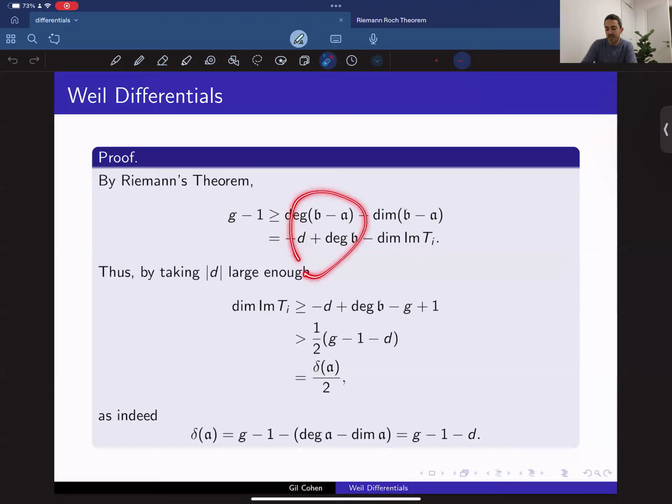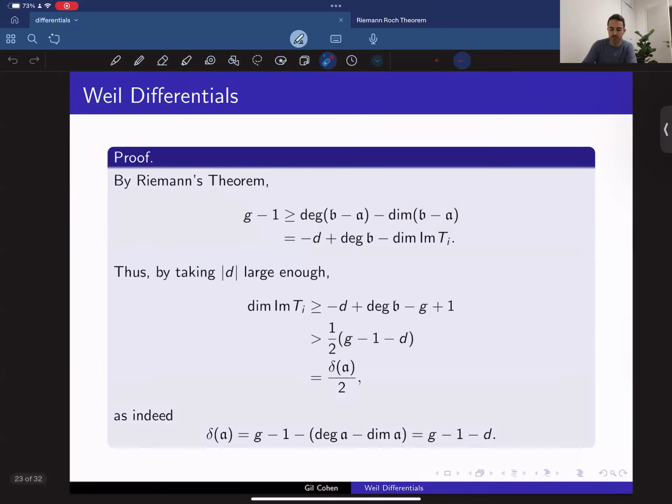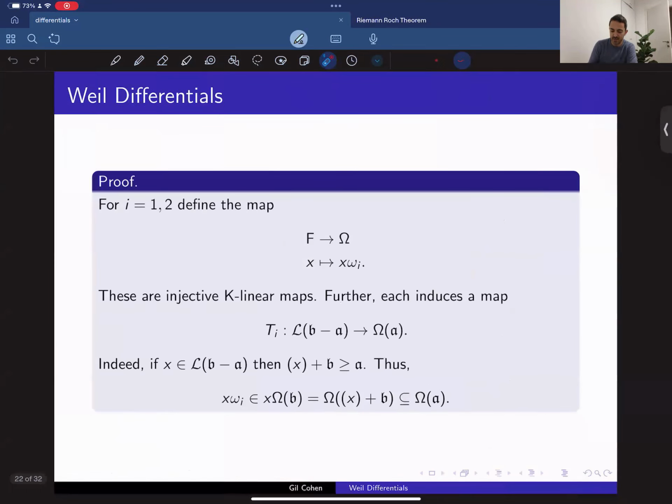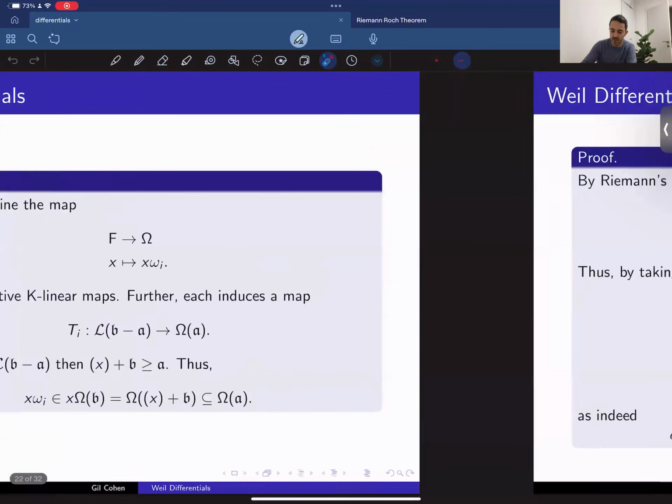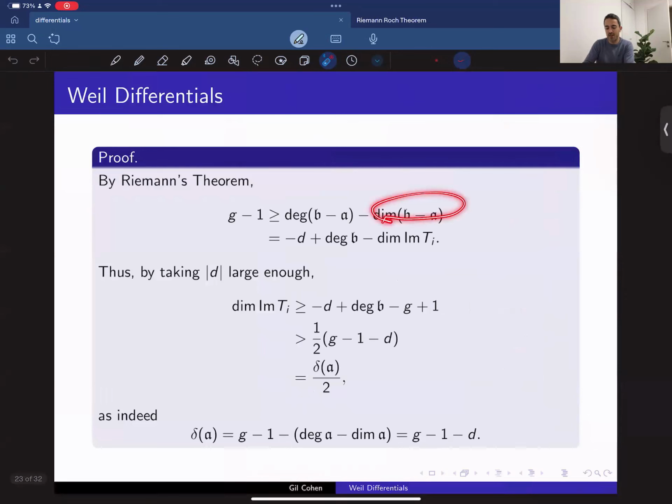So that's this. And then you subtract the dimension of B minus A, but because of what we just said, that this map is an injective K-linear map, we know that the dimension of the image of T_i is precisely the dimension of the domain. It's precisely the dimension of this Riemann-Roch space. So the dimension of this divisor, which is the dimension of the corresponding Riemann-Roch space as a K-vector space, is the dimension of the image of T_i.